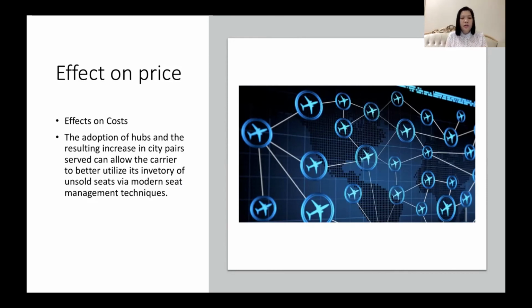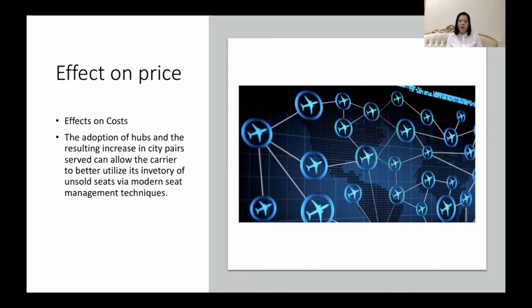So next is the effect on price. Passenger demand for travel is highly responsive to price, and adoption of hub and spoke systems can affect price in several ways. First are effects on cost. A move from non-stop to hub flights increases flight time and fuel and crew costs, etc. And these extra costs can be offset in a number of ways.